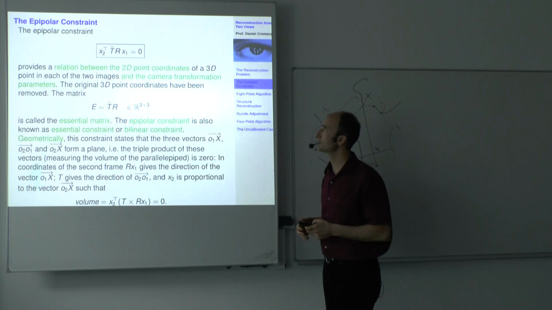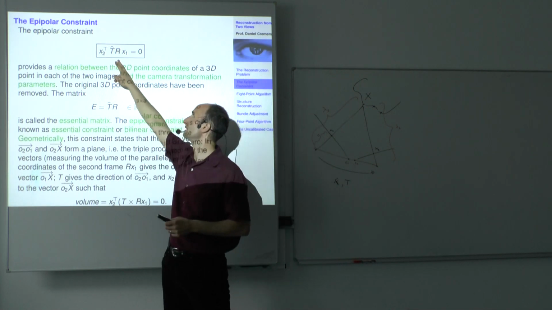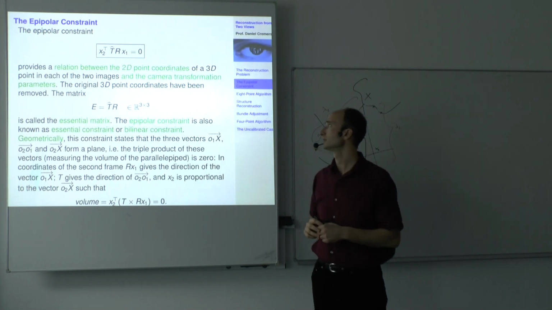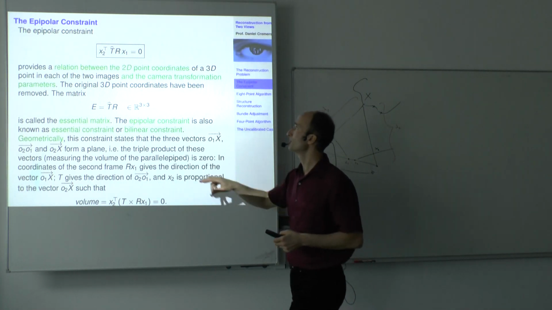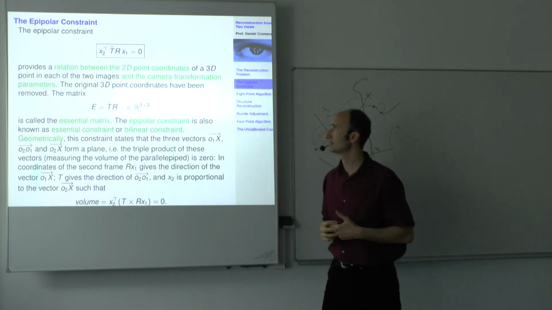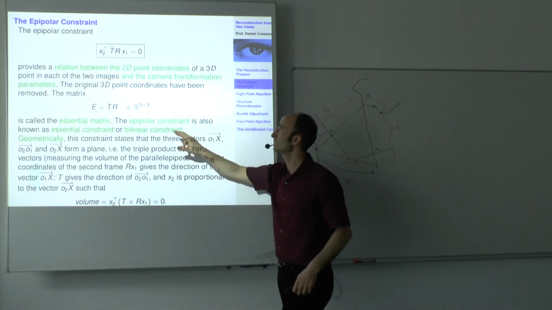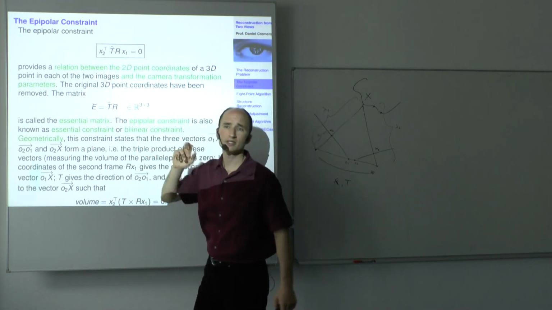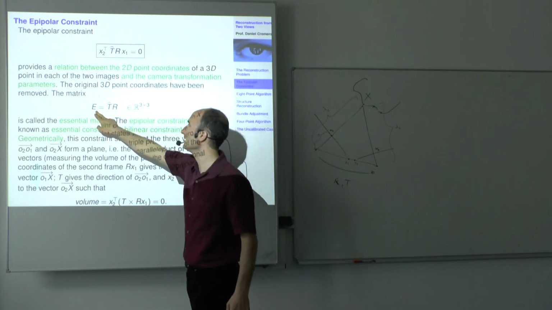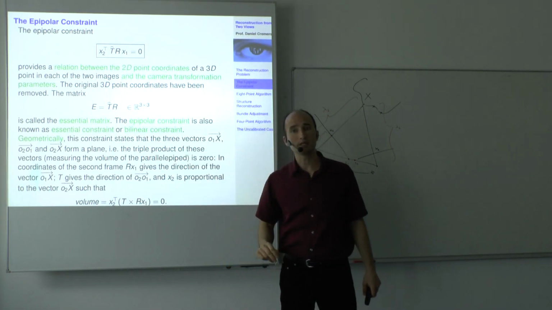Unfortunately, this relation is not an easy one. You cannot directly solve for t and r. First of all, because they're coupled in this bilinear equation, and secondly, because t and r are coupled in this matrix product. So the question is, even if you estimate E, can you get t and r from E?